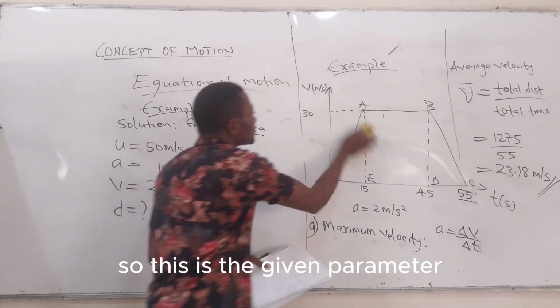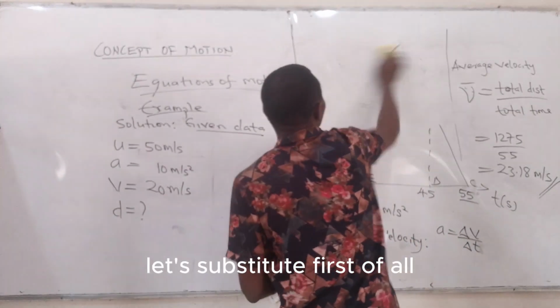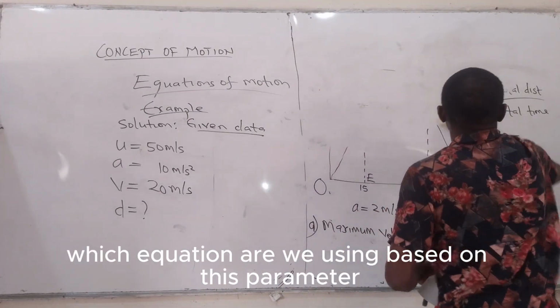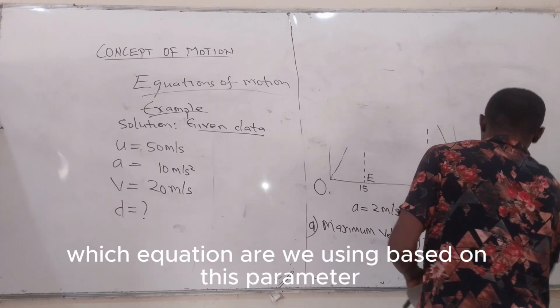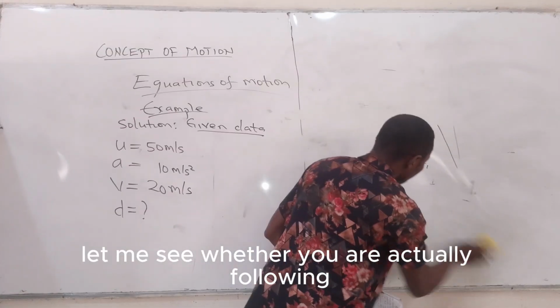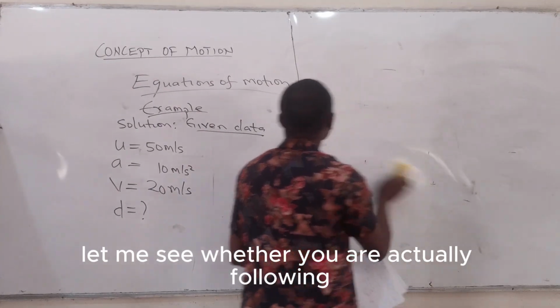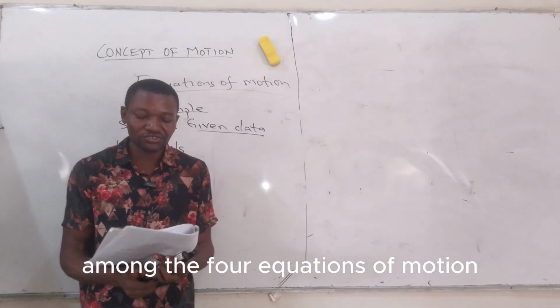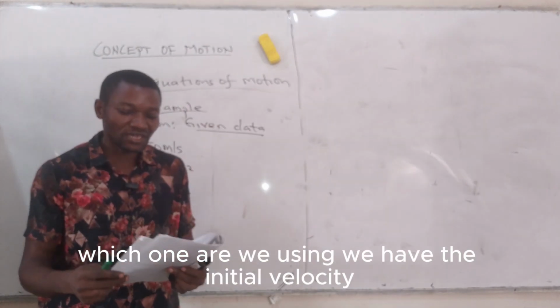So this is the given parameter. Let's substitute. First of all, which equation are we using based on this parameter? Tell us the equation we shall be using. Let me see whether you are actually following. Among the four equations of motion, which one are we using?